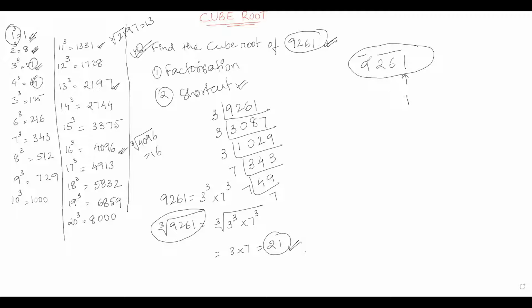So for 261, the unit digit of the cube root of this number would be nothing but 1. Now, if you look at the next group, this is 9 here. Now, 2 cube is 8, and 3 cube is 27. So we can say that this 9 lies between 2 cube and 3 cube. So you need to take the lower number of this, which is 2. So I need to put 2 here. So the cube root of 9261 is 21.